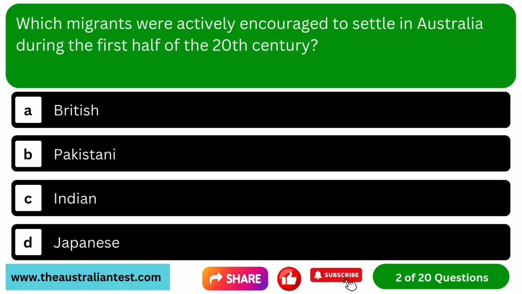Question 2. Which migrants were actively encouraged to settle in Australia during the first half of the 20th century? Option A, British. Option B, Pakistani. Option C, Indian. Option D, Japanese.